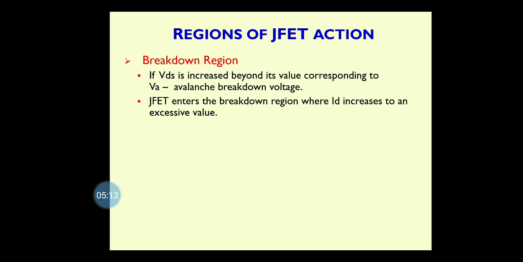And the last region is breakdown region. Now when VDS is increased beyond its value corresponding to VA, that is called as avalanche breakdown voltage, JFET enters the breakdown region where ID increases to an excessive value. So at that time you can say your FET is damaged.